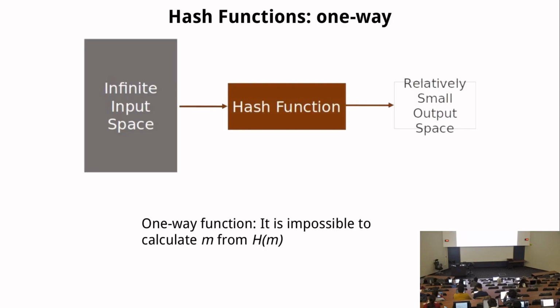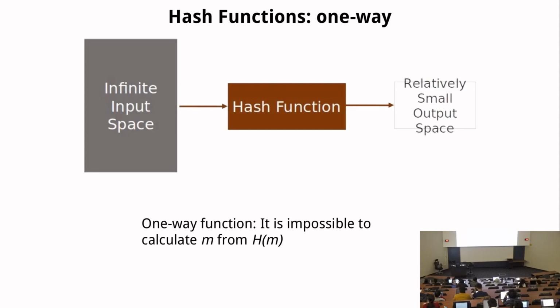The output is a relatively small output space, but usually still big. Like in SHA-1, we have 160 bits. That's very big. MD5 was, how big was MD5? Because no one is using MD5 anymore, I don't remember how big MD5 is. Maybe bigger than that. But MD5 is 128 bits. Yeah, MD5 is 128. SHA-1 is 160, I believe.